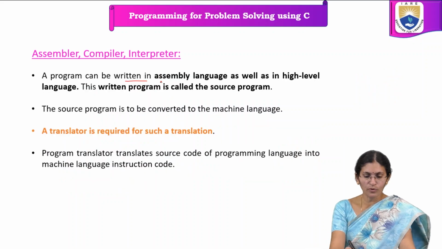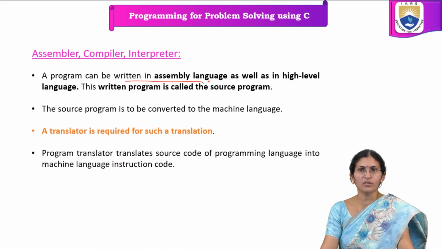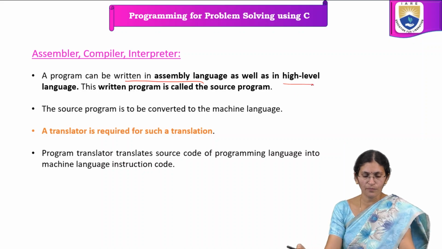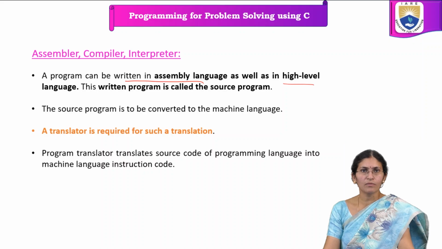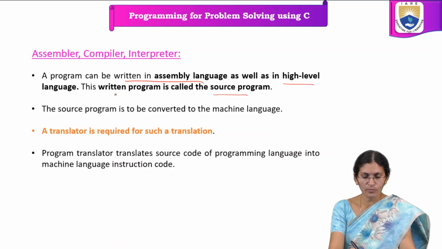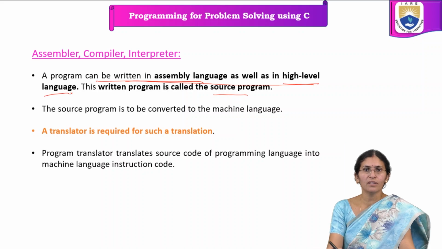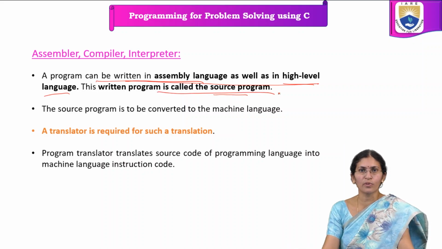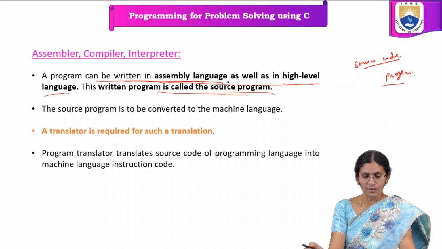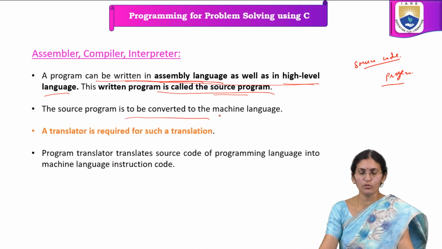A program can be written in assembly language as well as in a high-level language. They need some software or language translators which convert the source code to machine code. This written program is called a source program or source code. It is the program written in assembly language or high-level language, and it has to be converted to machine language.